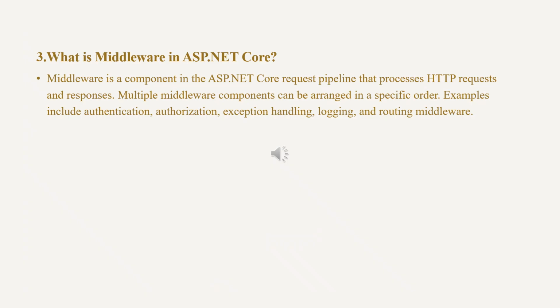3. What is middleware in ASP.NET Core? Middleware is a component in the ASP.NET Core request pipeline that processes HTTP requests and responses. Multiple middleware components can be arranged in a specific order. Examples include authentication, authorization, exception handling, logging, and routing middleware.